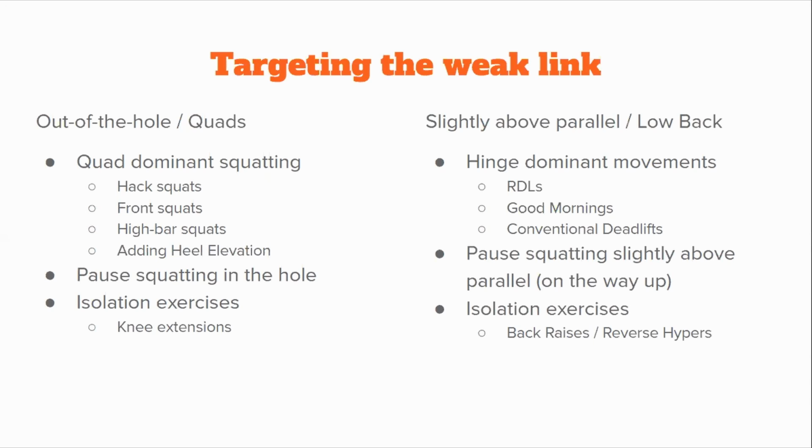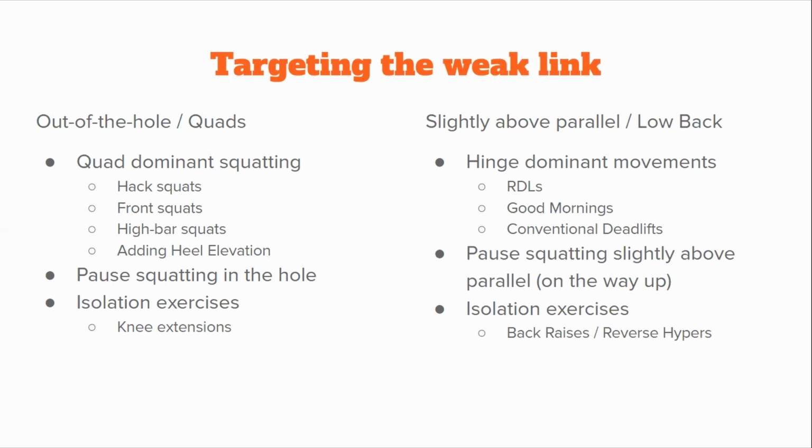Pause squatting in the hole. Doing pause squats in that sticking point, obviously you have to use a little bit lighter weight for this, would be a really good option. It directly targets that range and that position where you might be weak. And obviously isolation exercises like knee extensions. People don't really think about knee extensions as helping your squat increase, but having more muscle mass in that area, especially incorporating the extensions in a hypertrophy block or something like that, would be beneficial just to put more muscle mass on those quads.